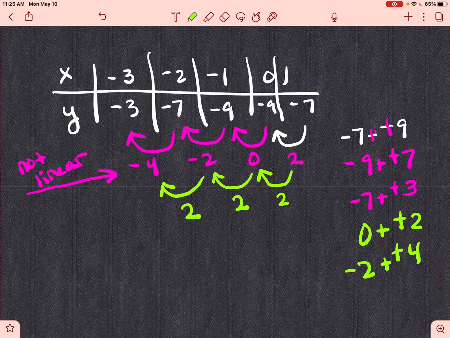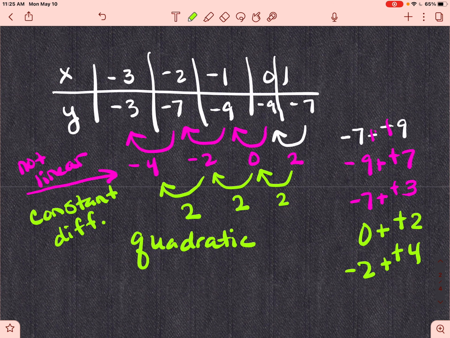So constant difference on the second subtraction is going to give me a quadratic situation. When I put all of these x's with their y's and plot the dots on the graph, then it's going to look like a parabola, and we're going to end up with an equation that has an x squared. It's going to be a second degree polynomial.